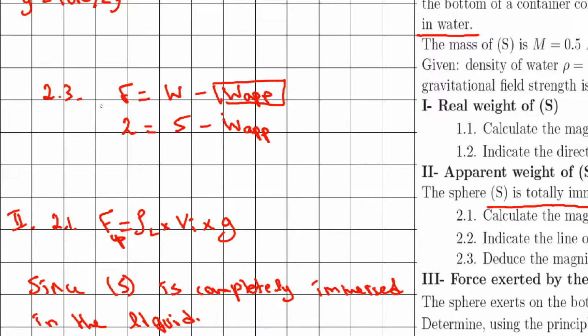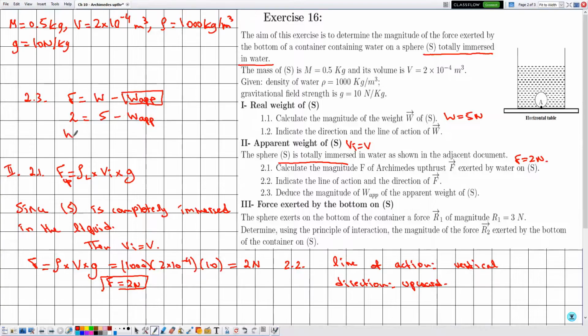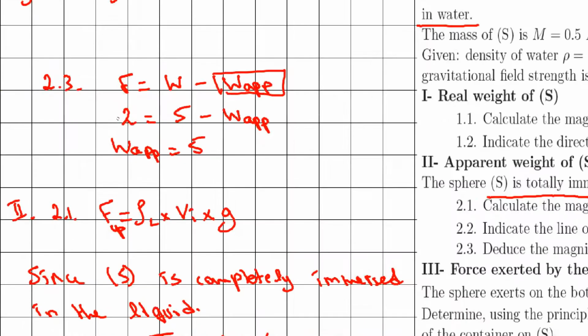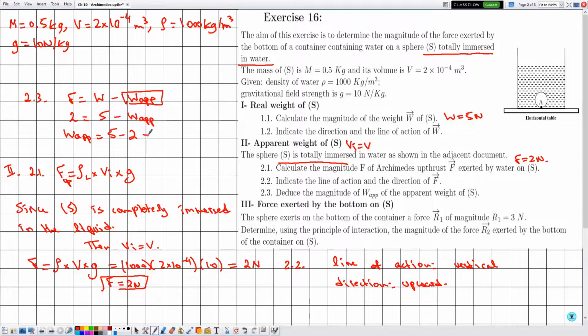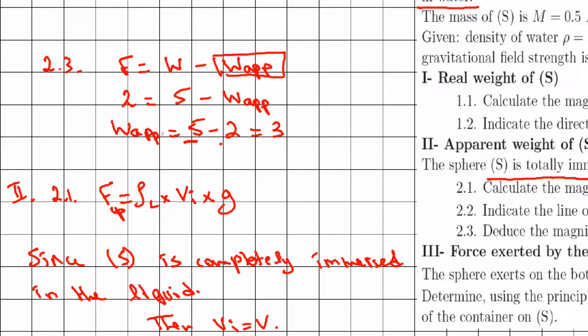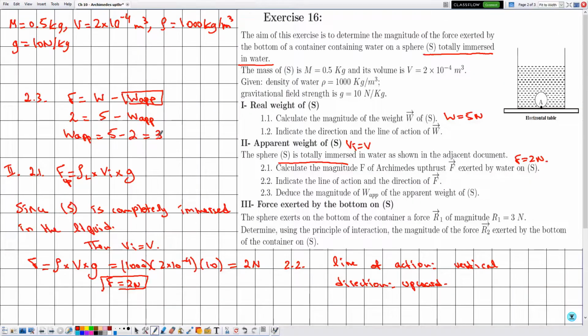Now dragging W apparent to the left hand side, it will gain a minus sign. Minus with minus, it will give us plus. So it's given by W apparent. Now keeping 5 in its place, dragging 2 to the right hand side, it will gain a minus 2, from plus 2 to minus 2. Now the value of W apparent is given by 3. Since both 5 and 2 are expressed in newtons, the value of W apparent will be expressed in newtons. So W apparent is given by 3 newtons.